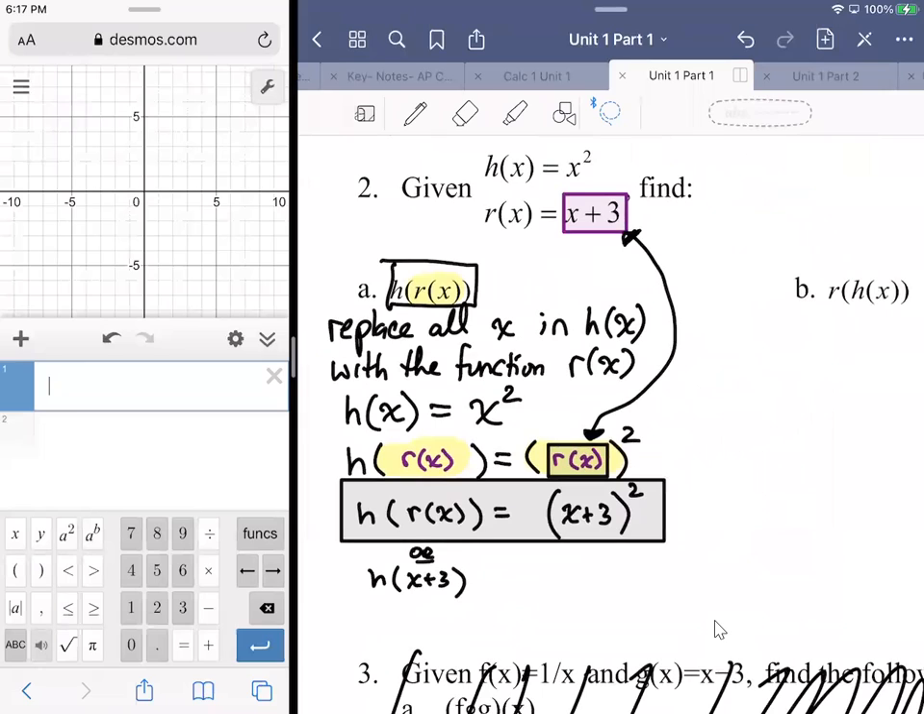Then the second part tells us to go in the reverse order. It's saying replace all the x's in r of x with h of x.